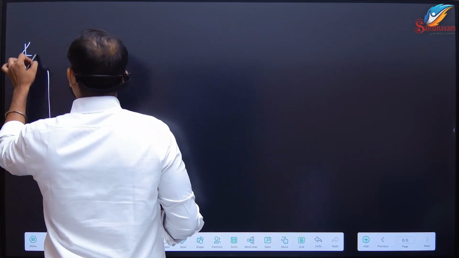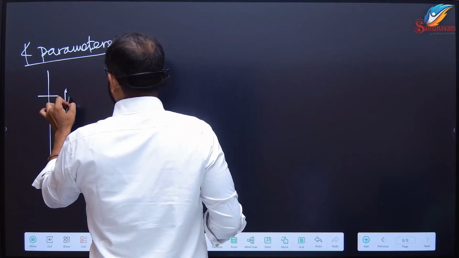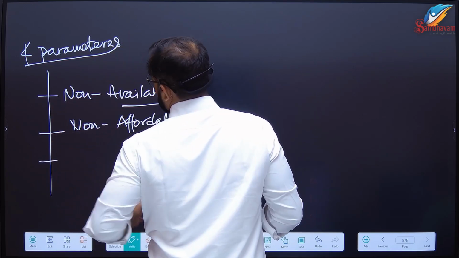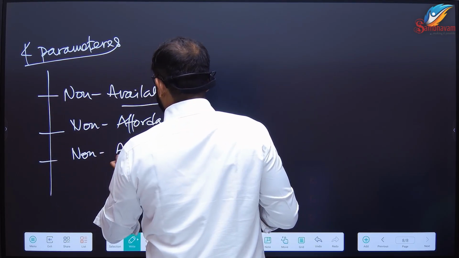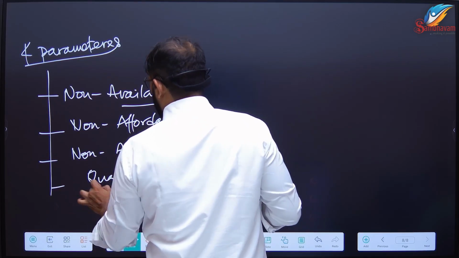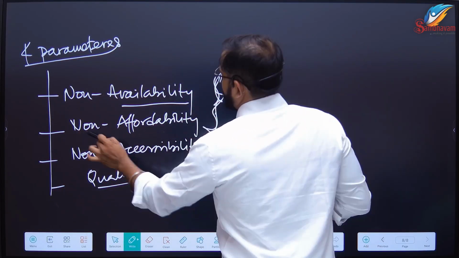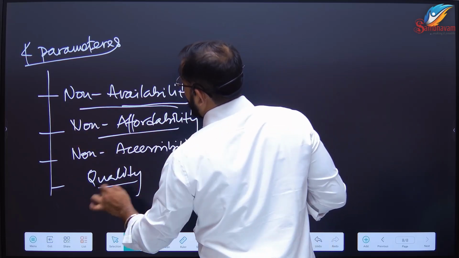There are basically 4 parameters. One is non-availability. Next is non-affordability. Next is non-accessibility. And finally, quality. For our purpose, we will consider these 2 elements only. But you need to remember these 4 qualities as well.